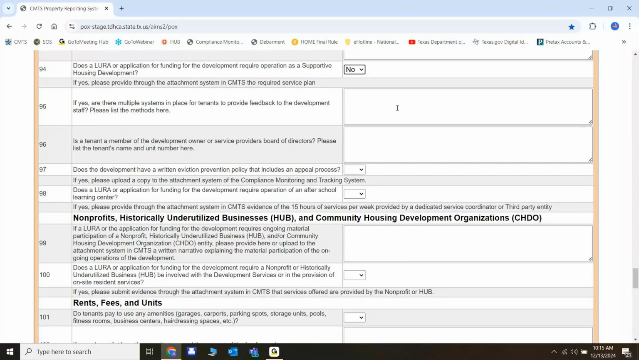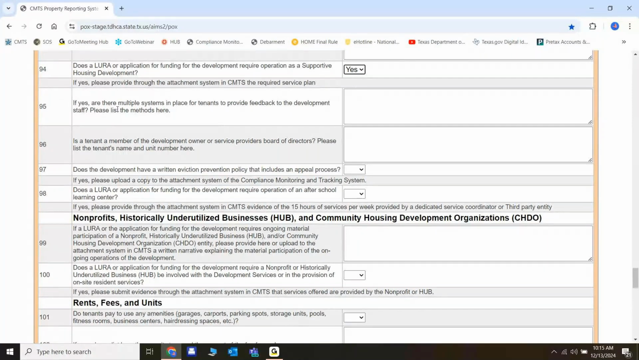And maybe Kara, if you could write a note that in my next revision, we need to add when they need to skip lines, and I will do that at our next revision. If it is a no, you are going to skip down to 98. If it is a yes, though, you're going to answer these questions.